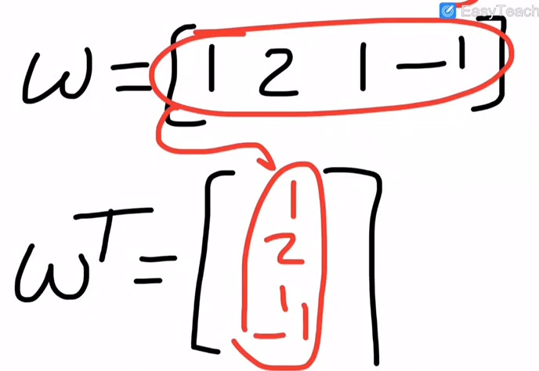So transposing a row vector turns it into a column vector. And transposing a column vector, of course, turns it into a row vector.